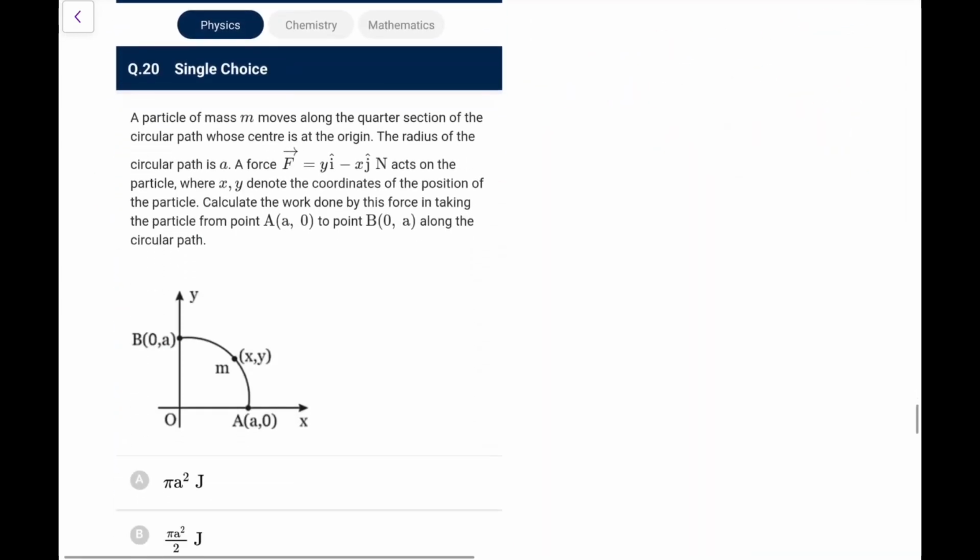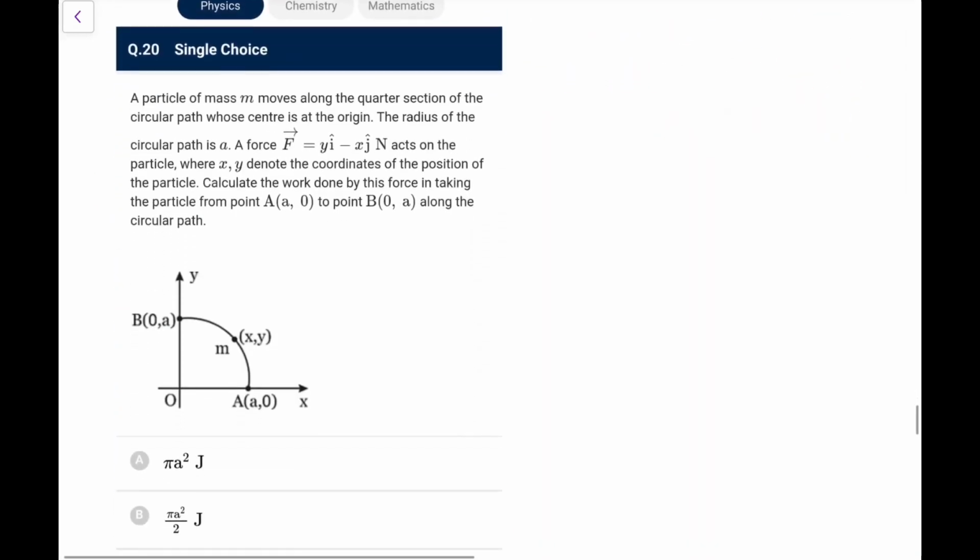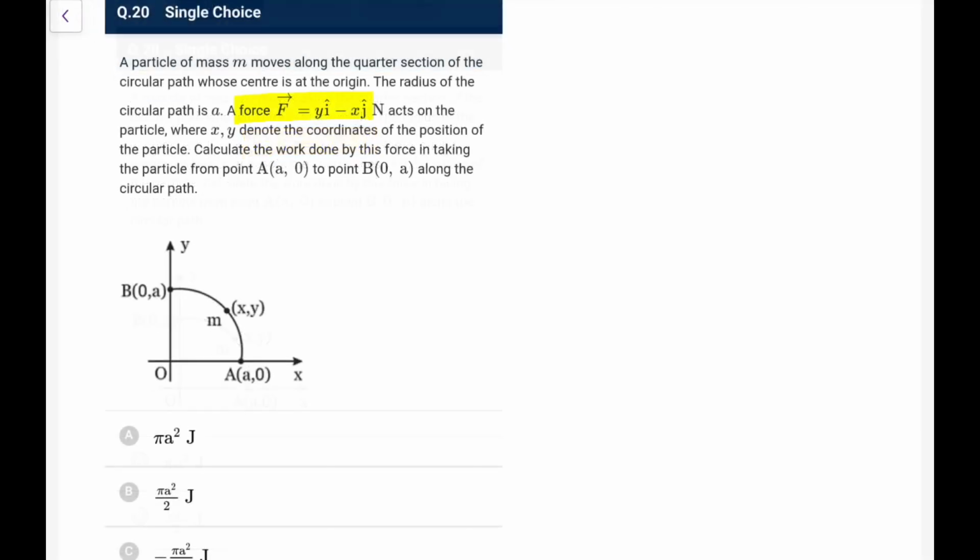Next. A particle of mass m moves along the quarter section of the circular path whose center is at the origin. The radius of the circular path is a. A force acts on the particle where x, y denotes the coordinates. Calculate the work done by this force in taking the particle from A to B along the circular path. Now we know in any small displacement we write work done as F dot dr. So if I do that, F in general you write as y i cap minus x j cap, and dr you generally write as dx i plus dy j.